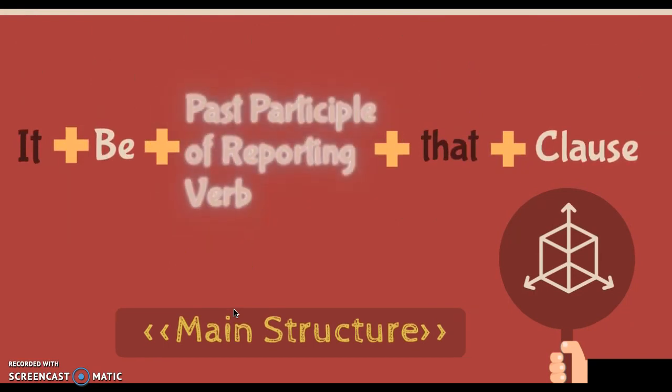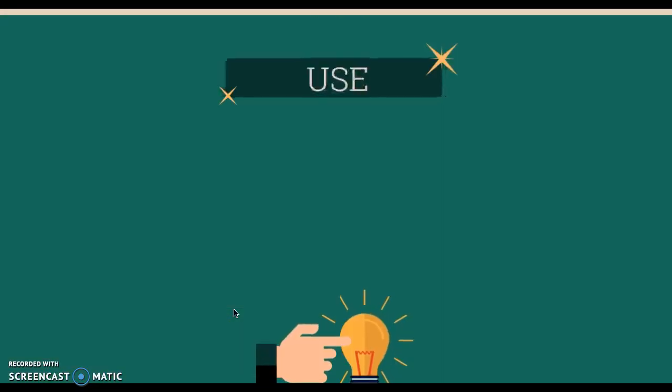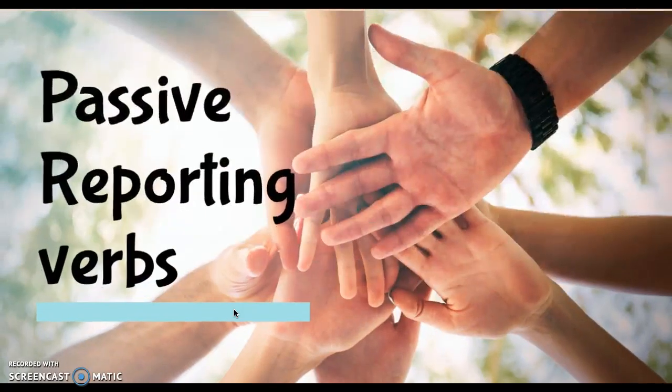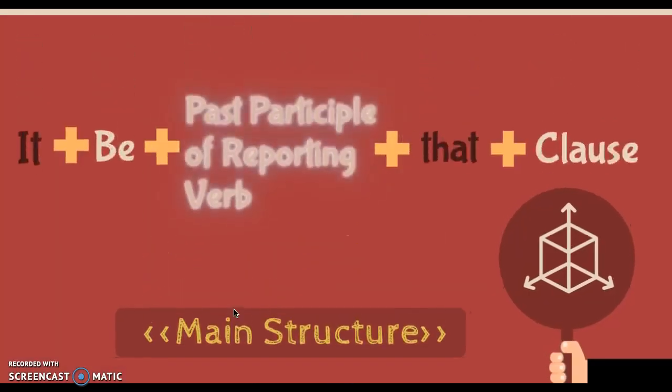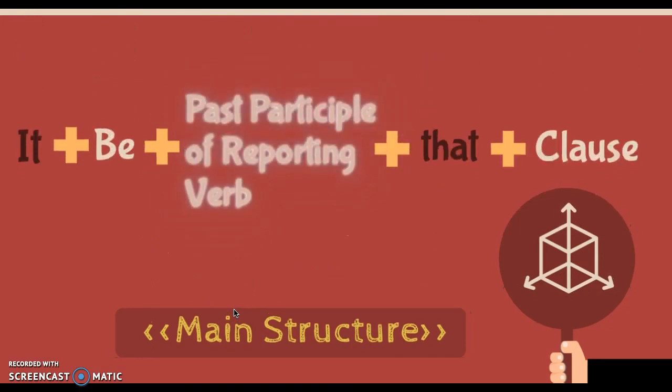To use passive reporting verbs, there are several structures too, but this is the main structure, okay? We have it plus be plus past participle of reporting verb plus that plus clause.